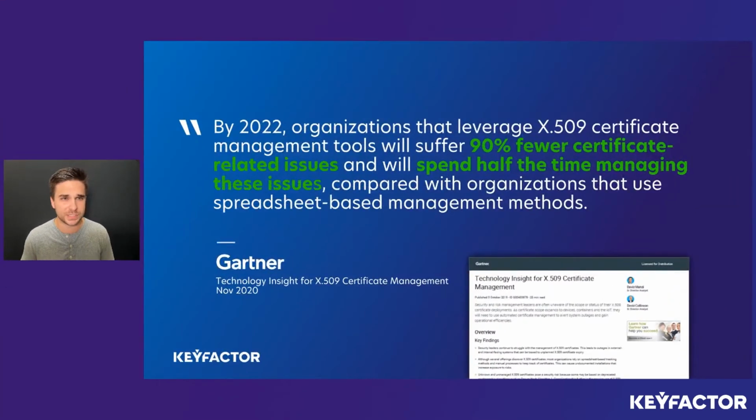By 2022, organizations that leverage X.509 certificate management tools will suffer 90% fewer certificate-related issues and spend half the time managing the issues compared to people that are using spreadsheet-based management today. So it's very important to understand how this impacts your organization. If you do not have something set up around certificate management practices, Gartner is basically saying that you're not going to do well come 2022, because we know these certificates are going to be created more and more as you add more and more machine identities in your organization today.